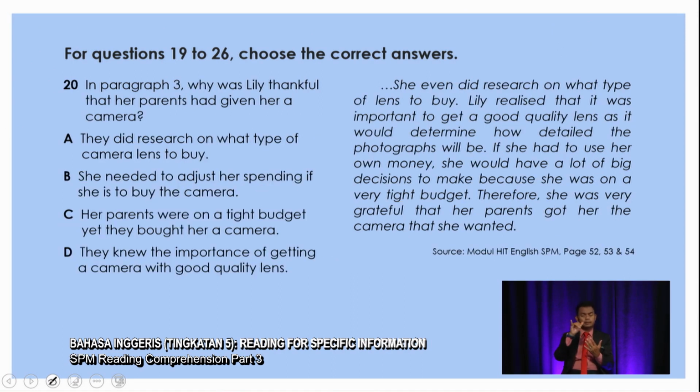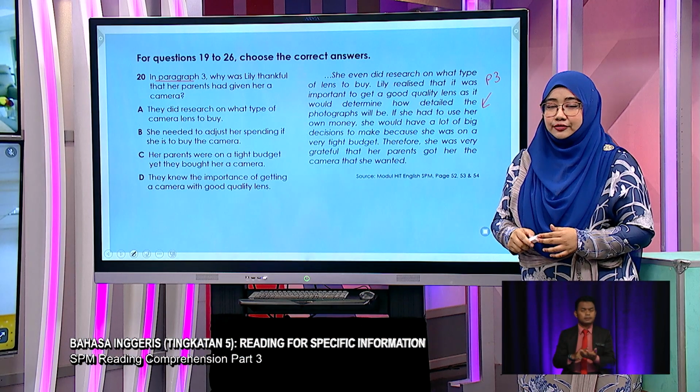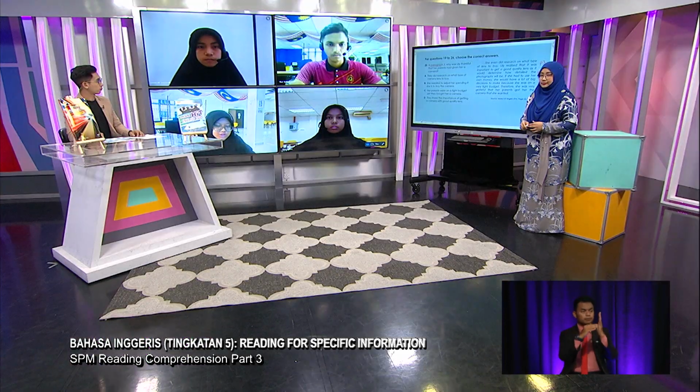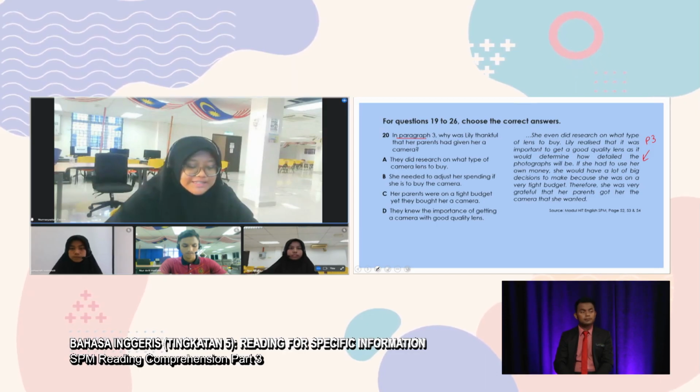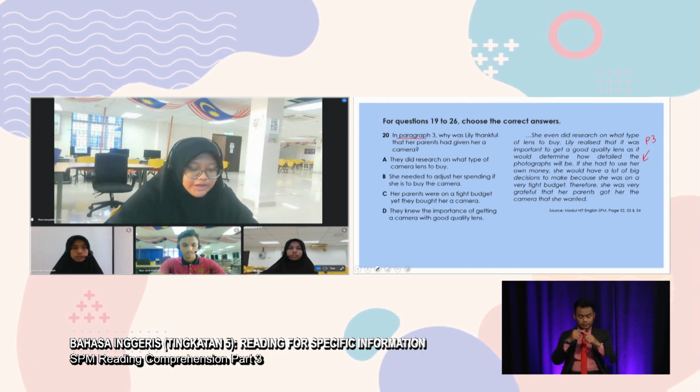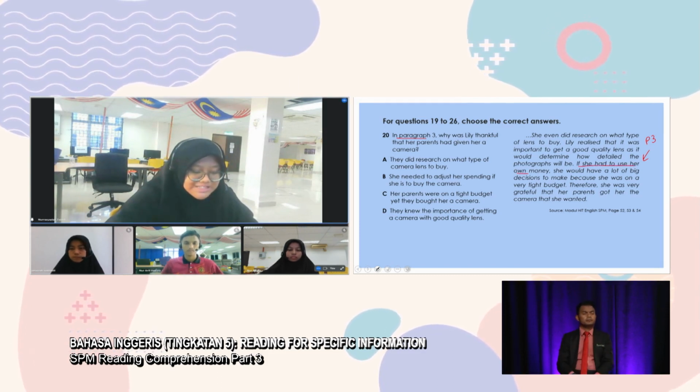Okay, question 20. In paragraph 3, why was Lily thankful that her parents had given her a camera? So we know that now it's about paragraph 3. So this is paragraph 3. Could someone help and identify the answer in the paragraph? Yes, teacher. The most relevant line is the fifth line. If she had to use her own money, she would have a lot of big decisions to make.